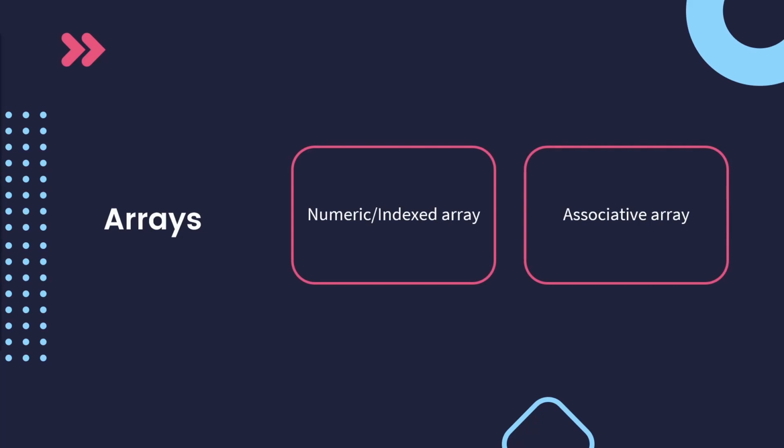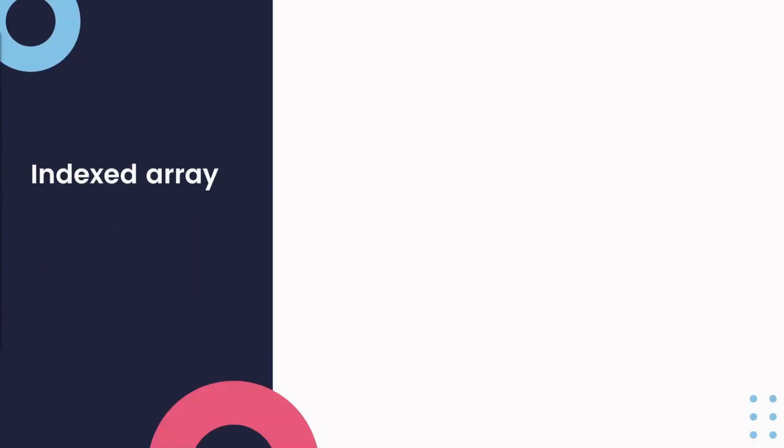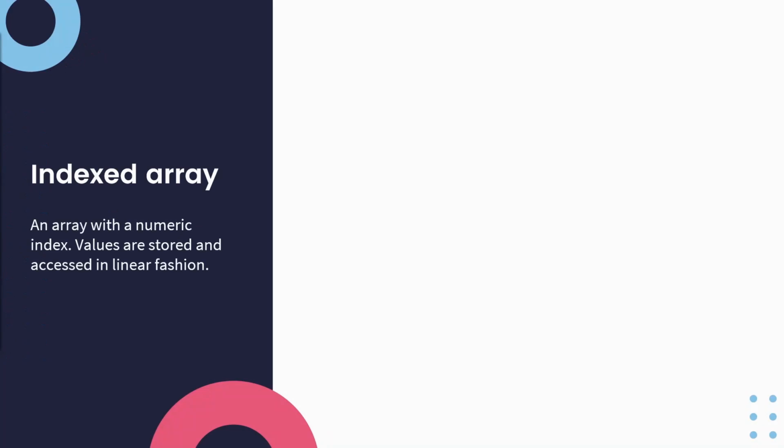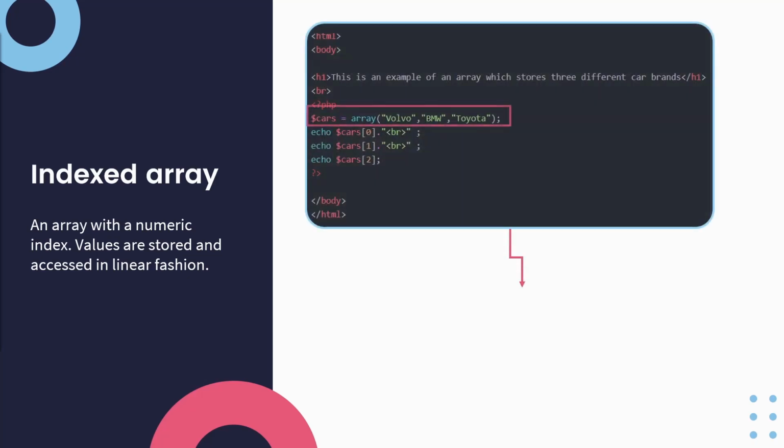But what exactly is the difference between the two? Well, an indexed array is an array that uses numeric values to store data. Values are stored and accessed in a linear fashion. So we can assign values manually or automatically. Here is an example of an array in action.